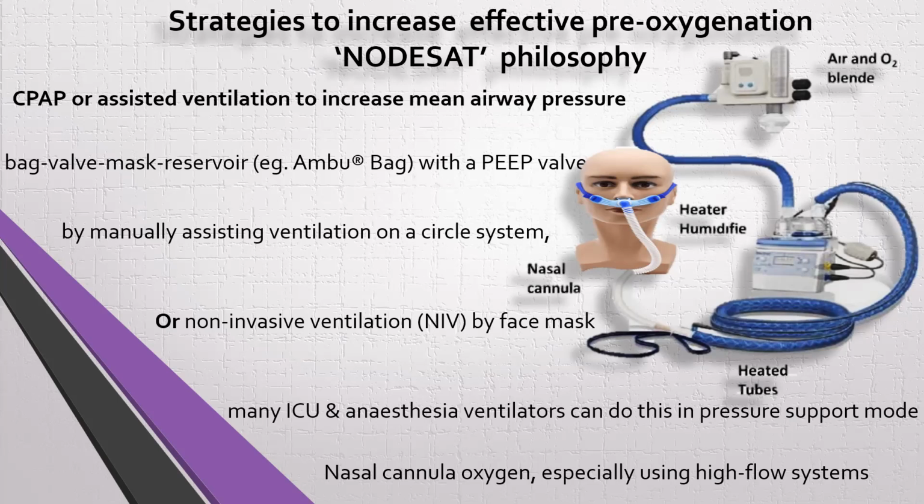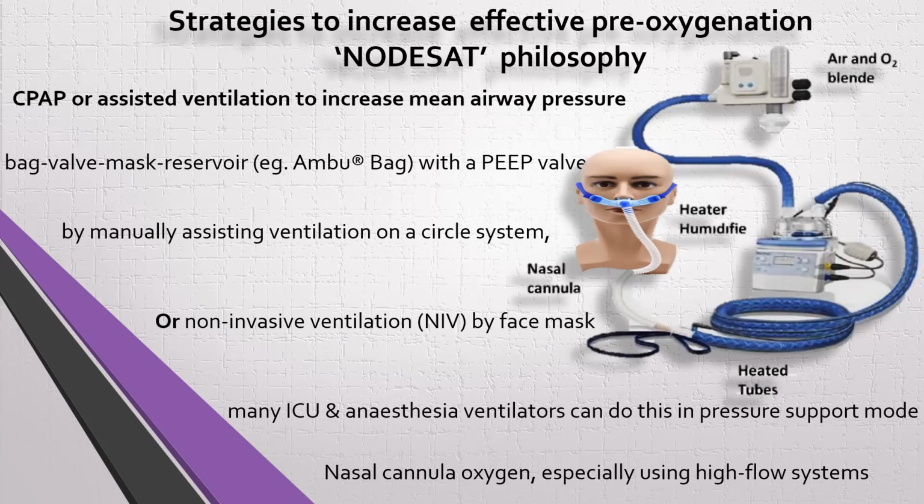In order to achieve the NODESAT philosophy, which is to increase oxygen and gas exchange and decrease the rapidity of desaturation, you can do it in several ways, either by CPAP, continuous positive airway pressure, or assisted ventilation. You can do it through apneic oxygenation or delayed sequence intubation. Let's know how each of these can be done in a proper way.